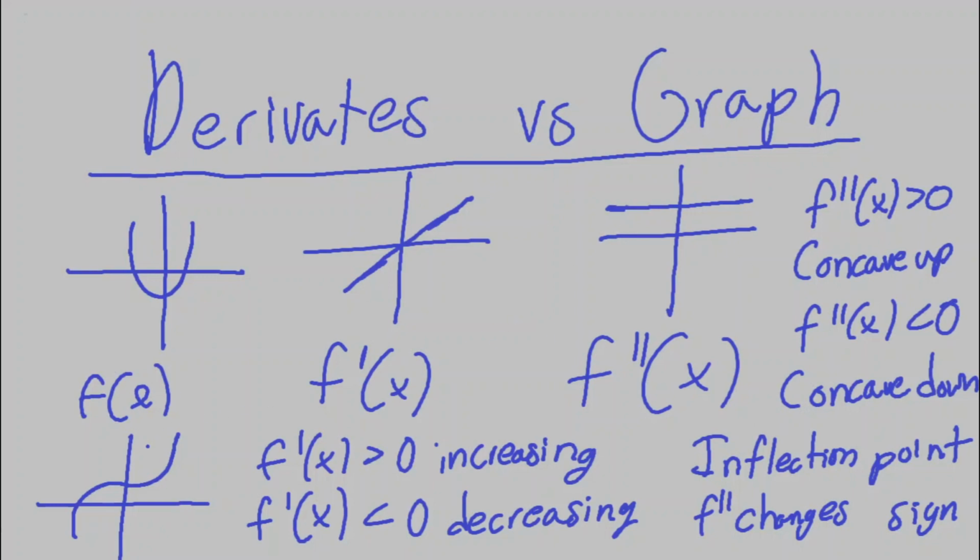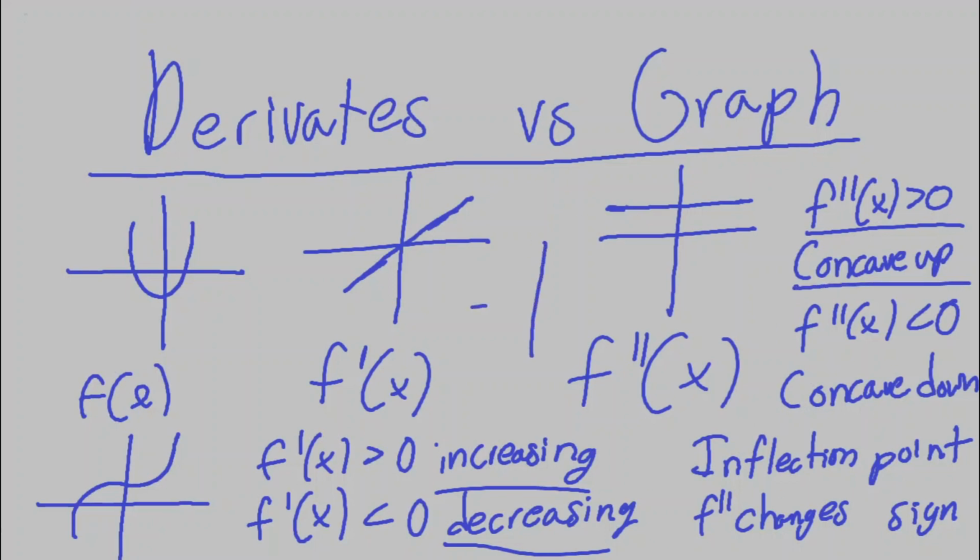And now let's go over these few rules first. Let's say f prime of x is more than 0. That means the function f of x is increasing. And if f prime of x is less than 0, that means f of x is decreasing. And let's go over here. f double prime of x more than 0 means the function is concave up.